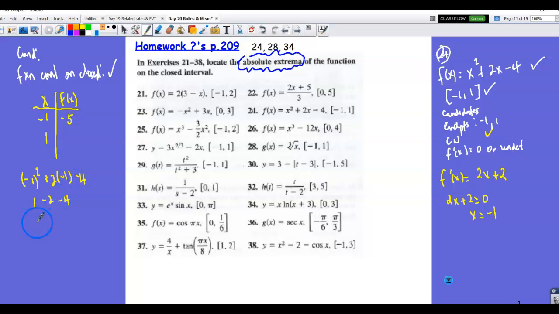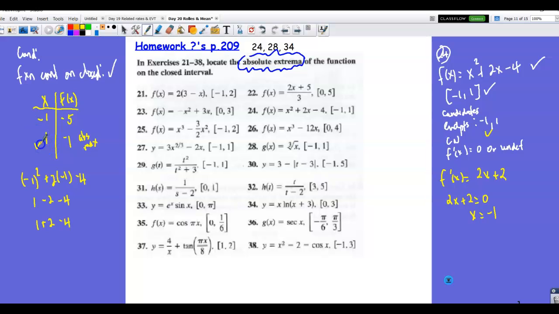And when I substitute 1, I will get 1 plus 2 minus 4. 1 and 2 is 3. 3 minus 4 is -1. So -1 is the absolute max. The absolute max occurs at x equal to 1.